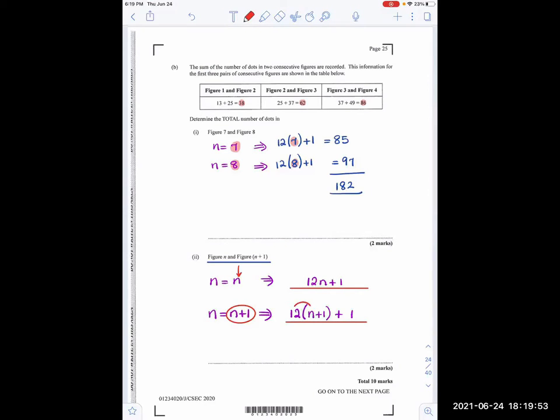So 12 by n is 12n. 12 by 1 is 12 plus 1. So this is 12n plus 13. So if we add 12n and 12n, we will get 24n. And if we add 1 and 13, we will get 14. Besides Jason, did anybody get anything close to that?